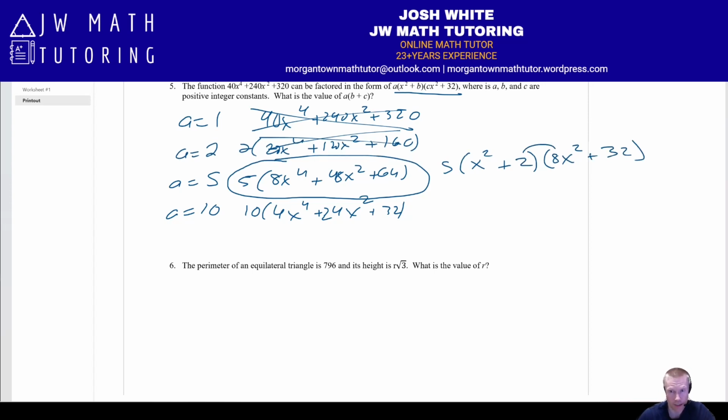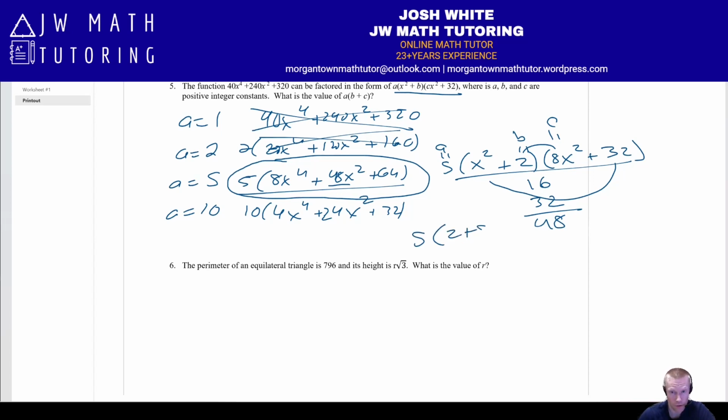Now if you check it, 8 times 2 is 16. 32 times 1 is 32. They add to make 48. That matches this right here. We could go to Desmos and graph both of them just to show you that this graph completely overlaps this one, but this is going to be the correct answer. Therefore, a is 5, b is 2, and c, just make sure I get it right, c is 8. So 5 times 2 plus 8, 5 times 10, equals 50.